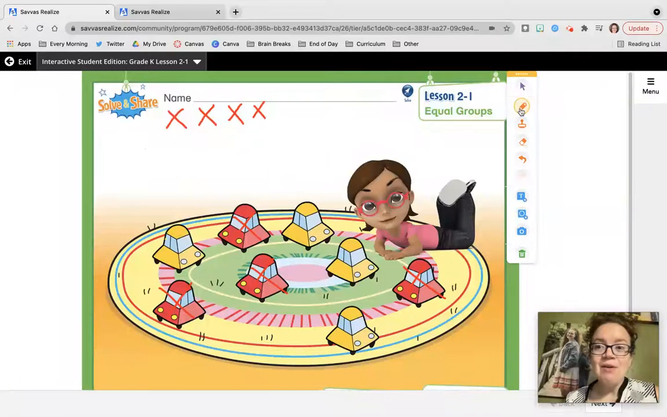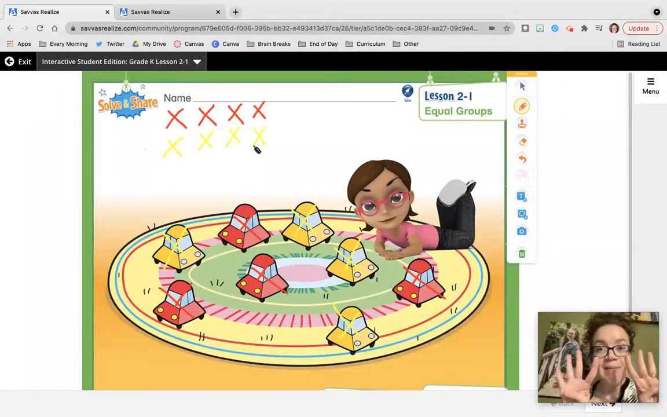Now let's count the yellow cars. I'm going to switch to yellow. One yellow car. Two yellow cars. Three yellow cars. And four yellow cars. How many yellow cars were there? One, two, three, four. There are four yellow cars.